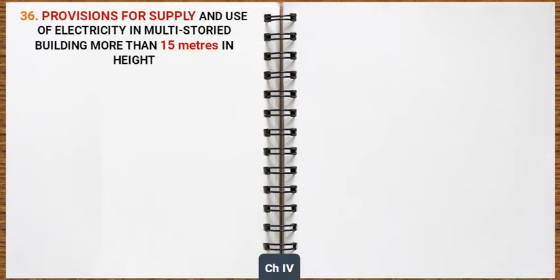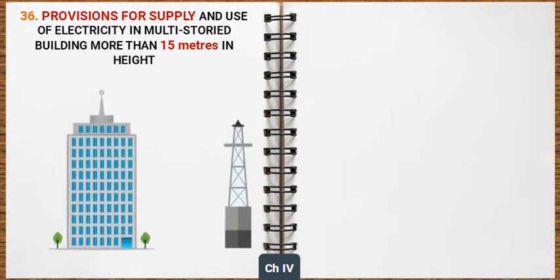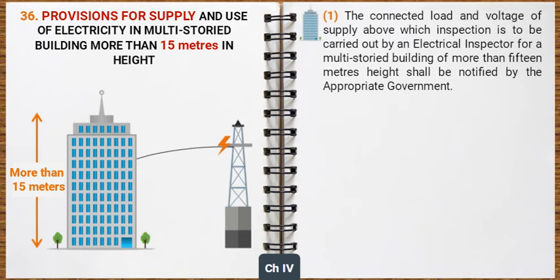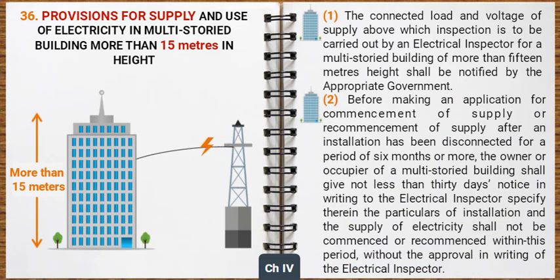Now, let us list some provisions for supply and use of electricity in multi-storied buildings more than 15 meters in height. The connected load and voltage of supply, above which inspection is to be carried out by an electrical inspector for a multi-storied building of more than 15 meters height, shall be notified by the appropriate government before making an application for commencement of supply or recommencement of supply after an installation has been disconnected for a period of 6 months or more.